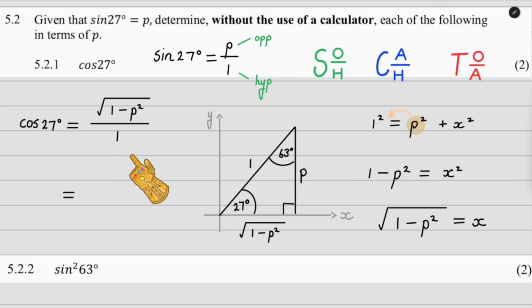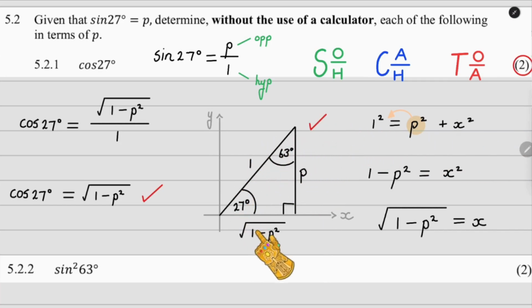Like 7 divided by 1 is just 7. So we can simplify this to just the root. And now we've successfully answered the question. Cos of 27 degrees is equal to the square root of 1 minus p squared. You can also do this with the use of identities, but I find the sketch is a bit better. So let's see where our 2 marks come from. First mark comes from the correct diagram, and the second mark comes from the final answer.